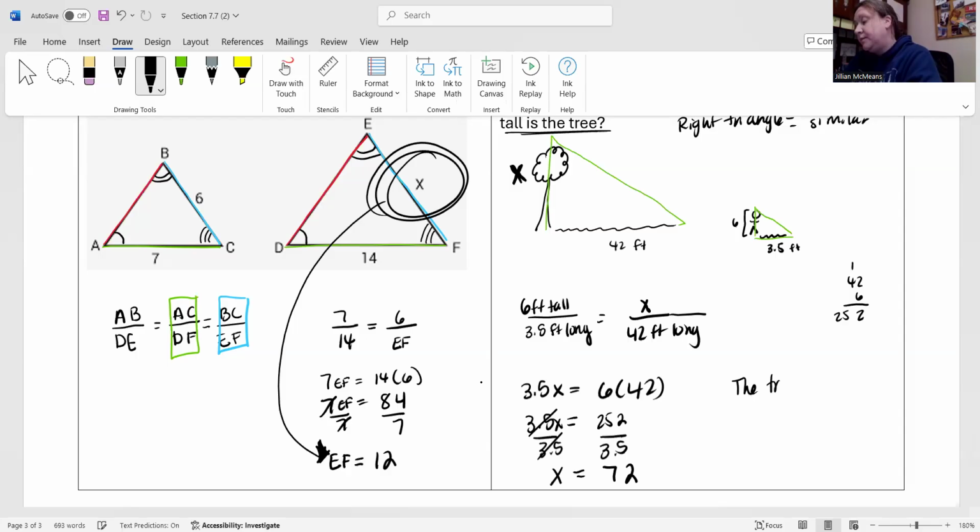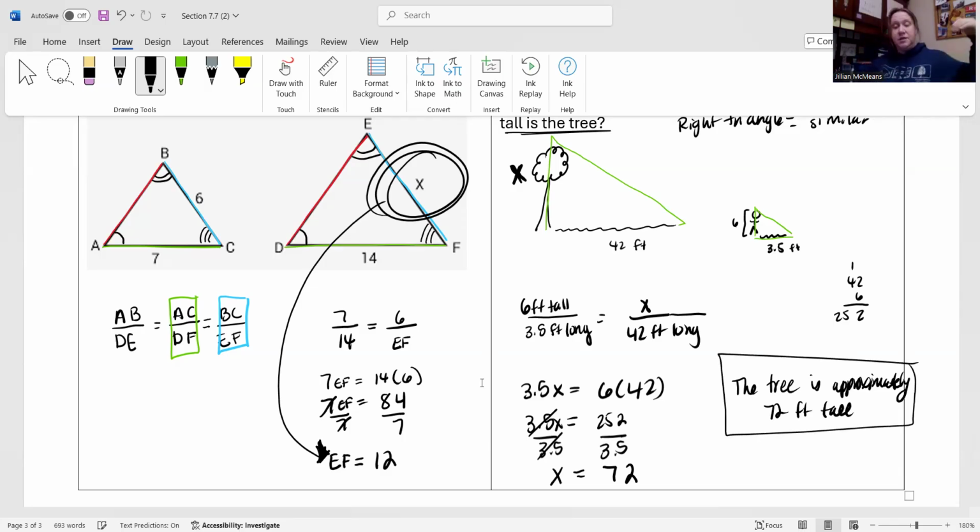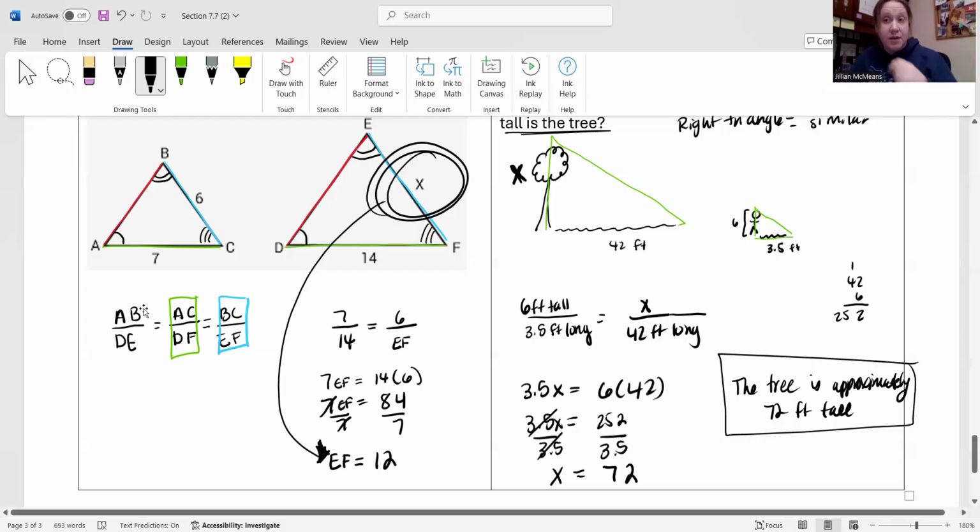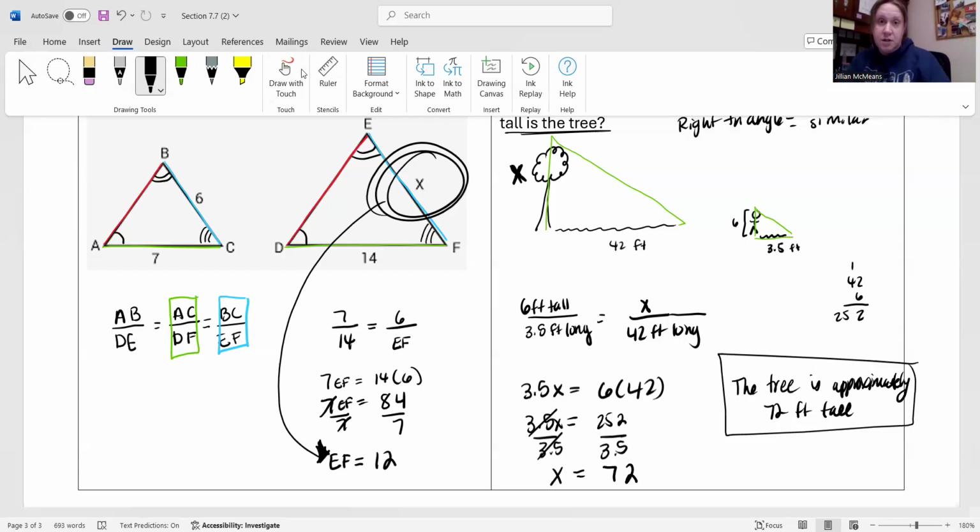So we would say the tree is 72 feet tall. And we were able to do that knowing that if the sun is in the same spot and we have these two things standing side by side or near each other with the angle of the sun being the same, we're going to get right triangles, which in this case are going to be similar triangles, and we can set up a proportion to solve this situation. All right, so that's it for applications with rational equations.